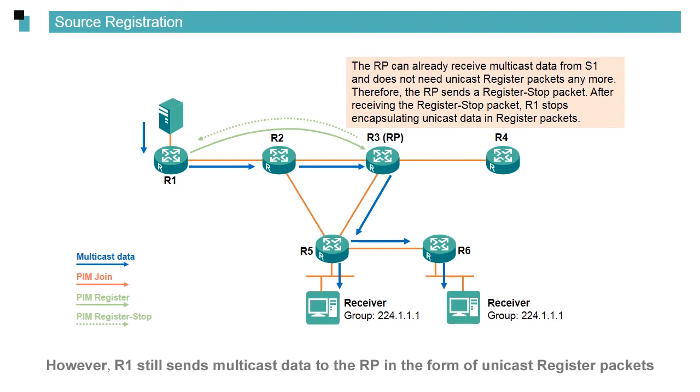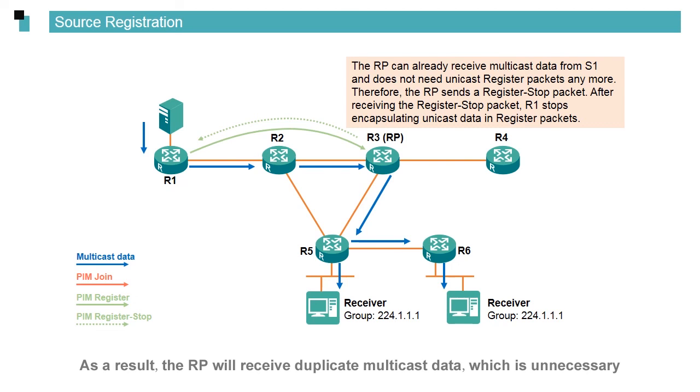However, R1 still sends multicast data to the RP in the form of unicast register packets. As a result, the RP will receive duplicate multicast data, which is unnecessary. In fact, because an SPT has been set up, the RP does not need register packets from R1 anymore. Therefore, the RP sends a PIM register-stop packet to R1.